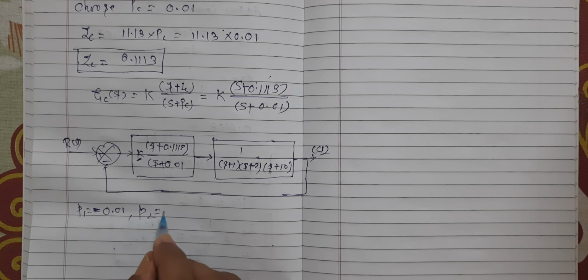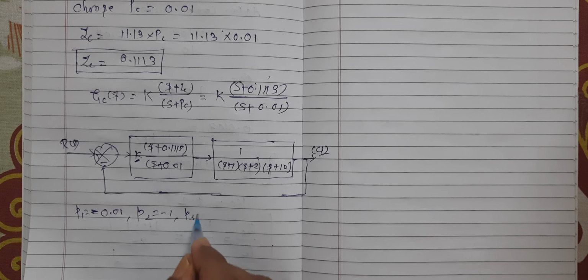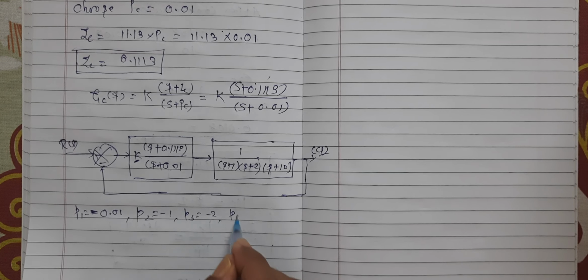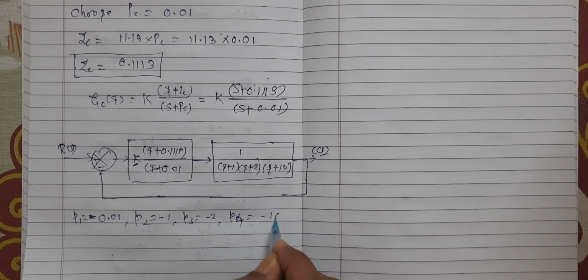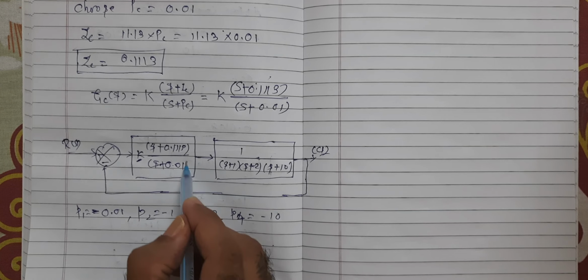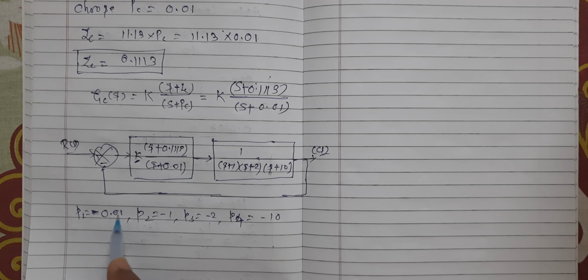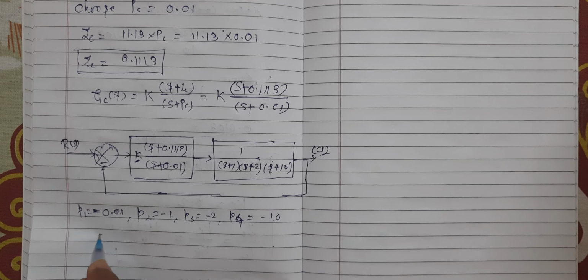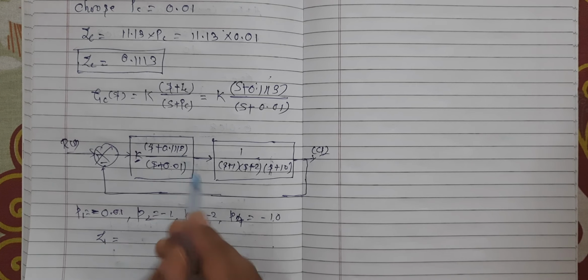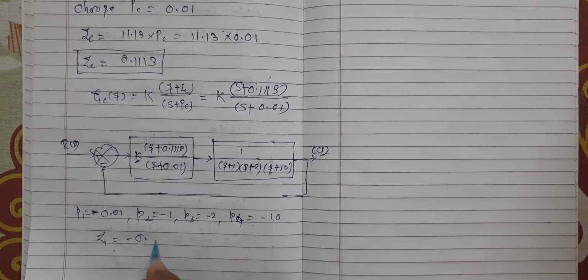P2 is equal to minus 1. P3 is equal to minus 2, and P4 is equal to minus 10. P1 is equal to minus 0.001. P2 is minus 1, P3 is minus 2, and P4 is equal to minus 2, and Z1 is equal to what? Minus 0.1113.